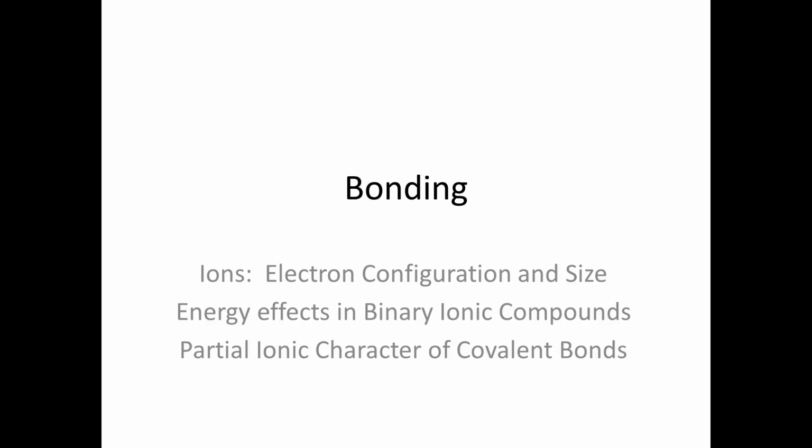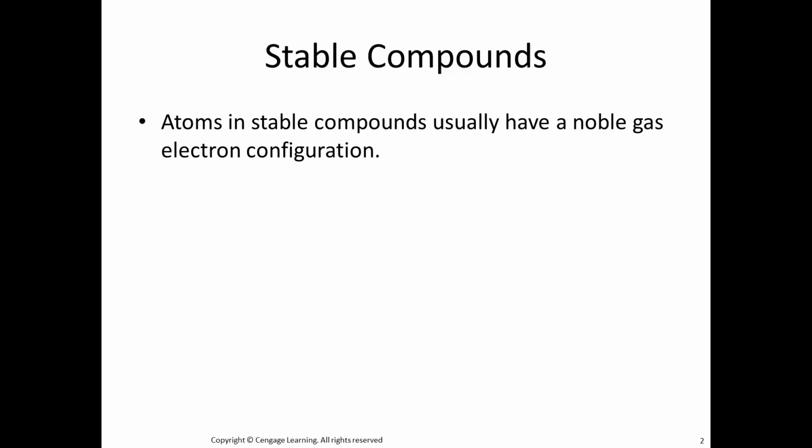Continuing on in the bonding chapter, we'll examine the ionic bond. First, we'll look at the electron configuration and size of ions, then the energy effect of forming binary ionic compounds, and finally the partial ionic character of covalent bonds. Now keep in mind that atoms in stable compounds usually have a noble gas electron configuration.